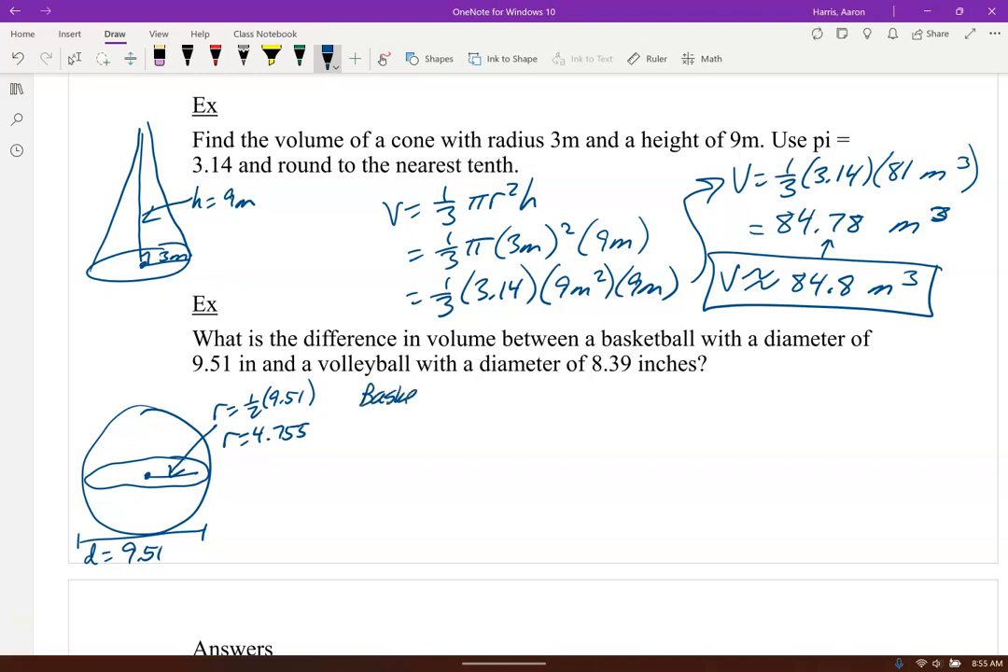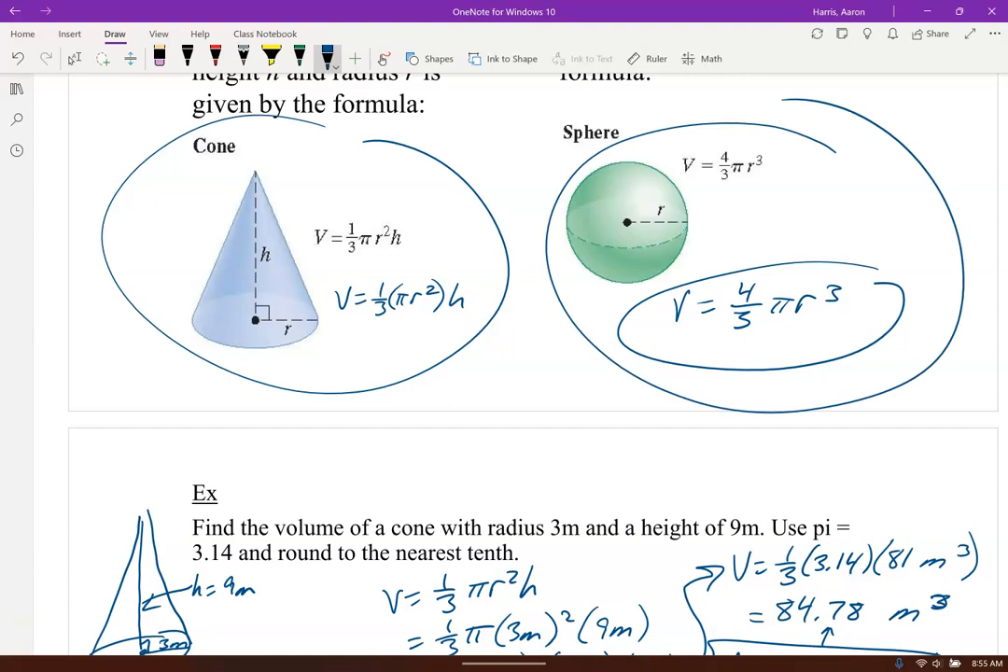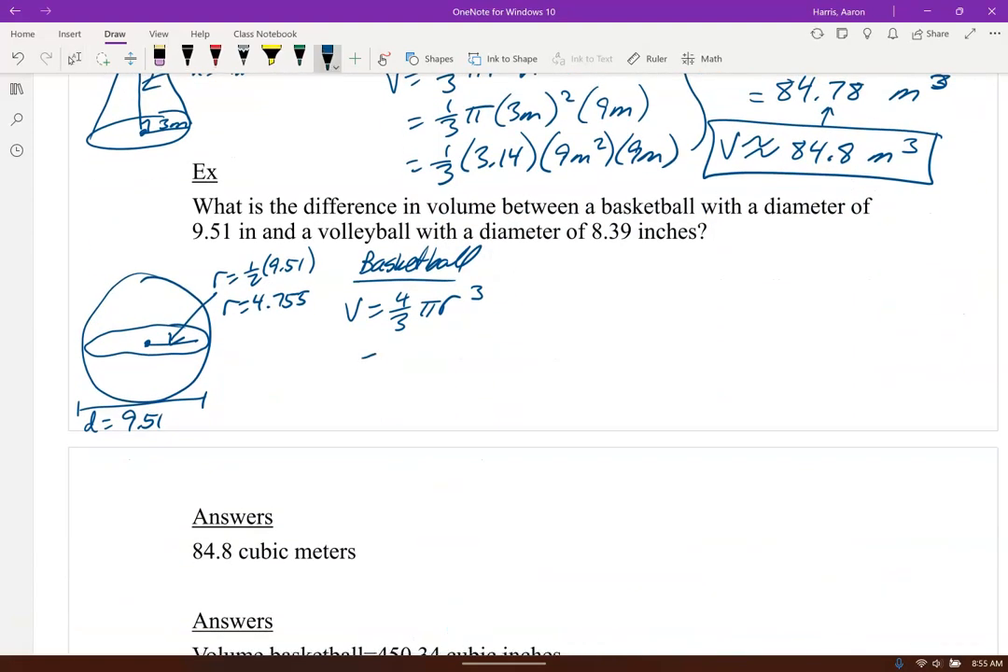Okay, so for the basketball, volume of a sphere is 4/3 pi r cubed. So I'm using this one up here, right? So we've got 4/3 pi. Our radius is 4.755. We're going to cube that. We'll go ahead and use pi, that's 3.14 again. And 4.755 cubed gives us 107.5106689. So I'm going to multiply that by 3.14, then multiply that by 4, and then finally divide it by 3. So in other words, times 4/3.